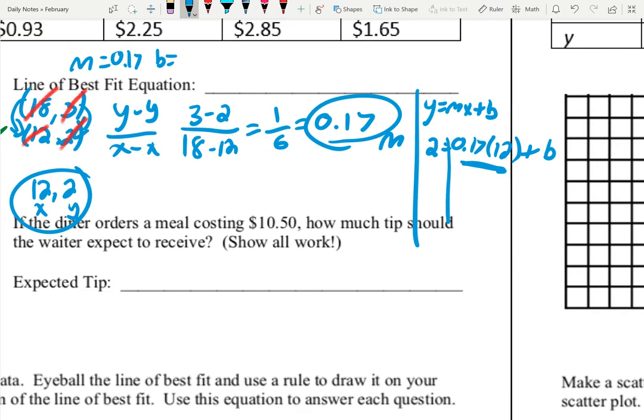So now I've just got to multiply these two numbers together. So for me, I have 0.17 times 12, which is 2.04. So I have 2 equals 2.04 plus b. And so now since this number is a positive number, I need to subtract it. So 2.04, I'm going to subtract 2.04. And that's going to leave me with negative 0.04 equal to b. So now I have my b value, which is negative 0.04.